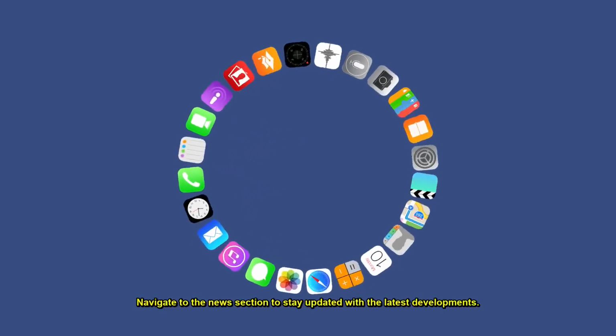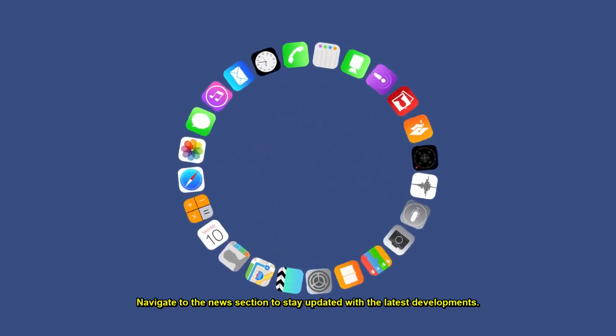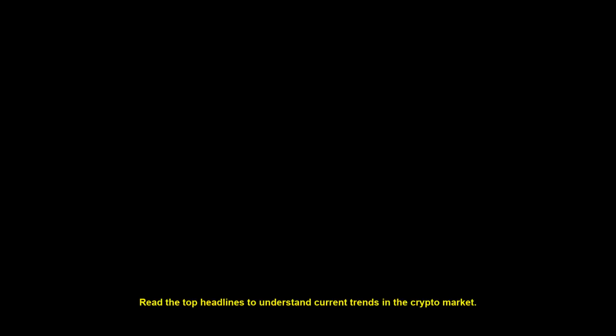Navigate to the news section to stay updated with the latest developments. Read the top headlines to understand current trends in the crypto market. Access the guides and resources section for in-depth analyses.